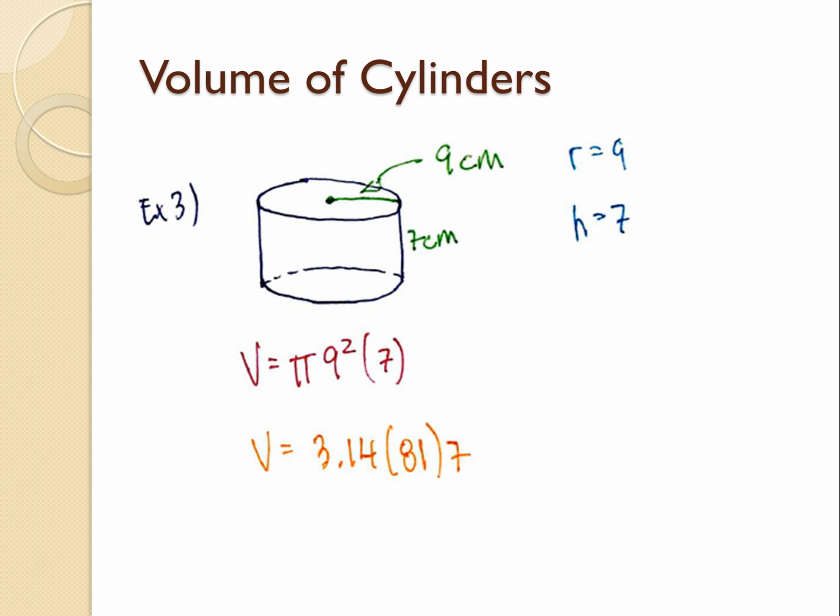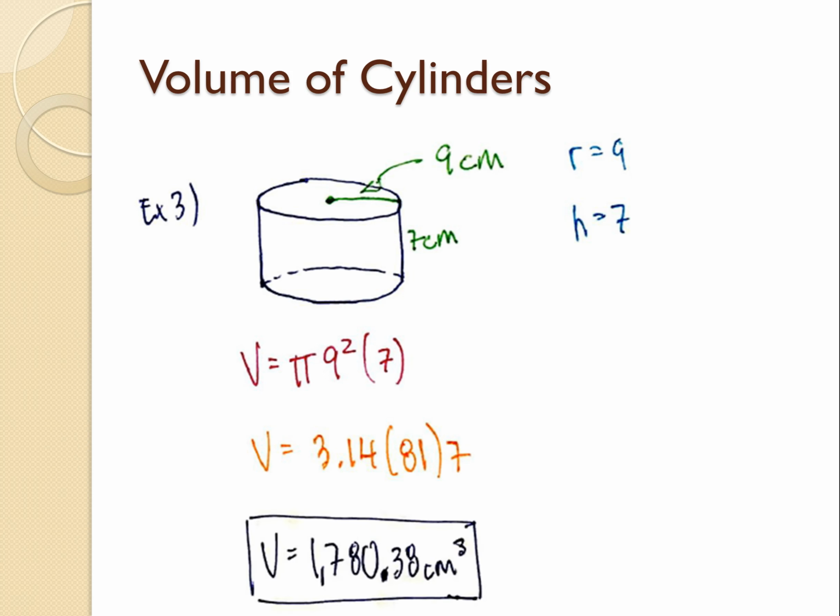Is someone's hand in the air? Yes, if you actually said 1,780 and 38 hundredths centimeters cubed, or 1780.38 centimeters cubed, you are correct. Guest teacher, go ahead and pause this video. Make sure everyone has this example plus all of the work written on the back of their worksheet. I'll be back when you get back.